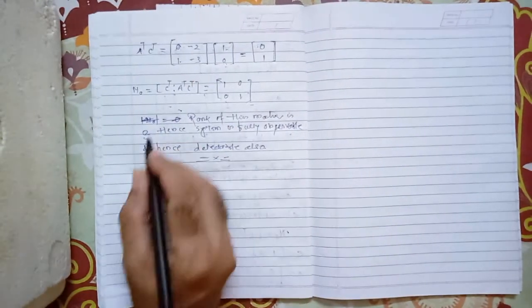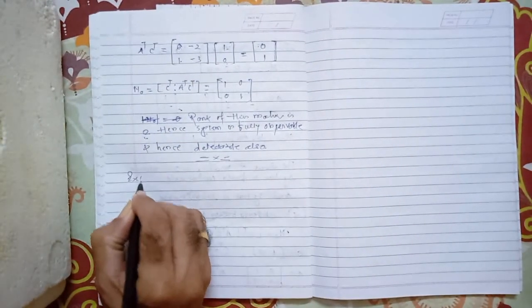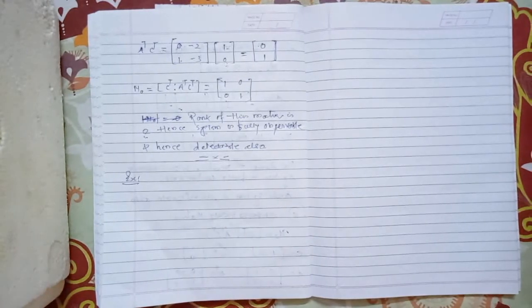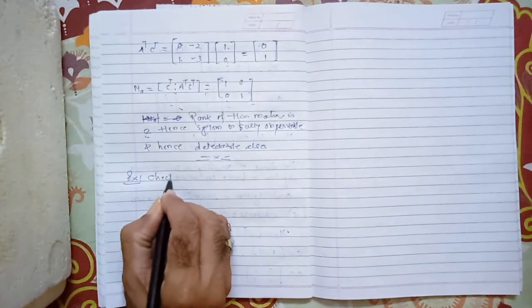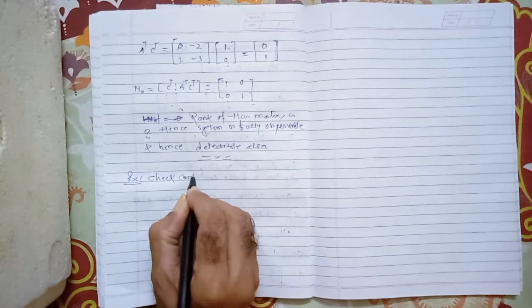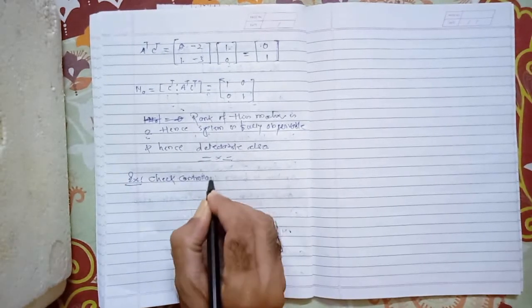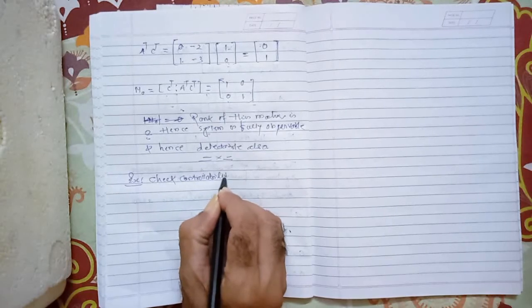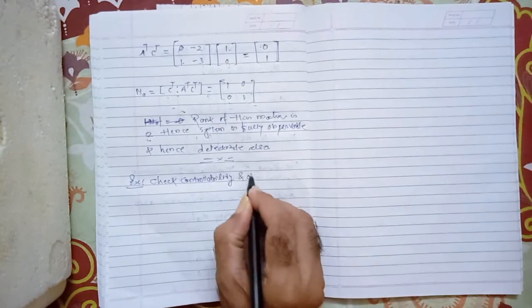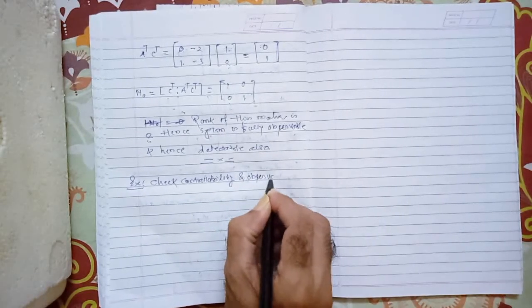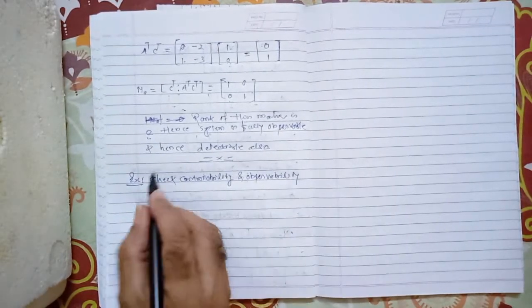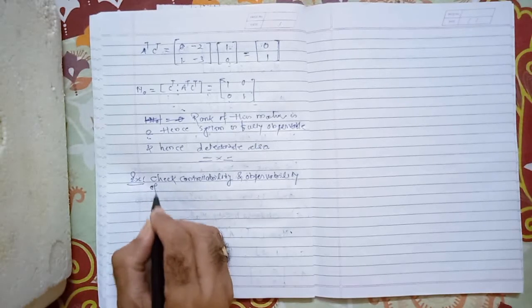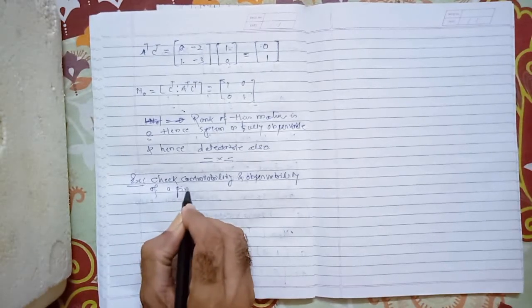Okay. We will see another example on controllability and observability. Check the controllability and observability of a given system.